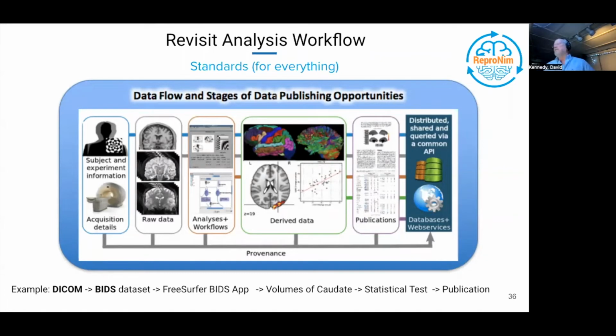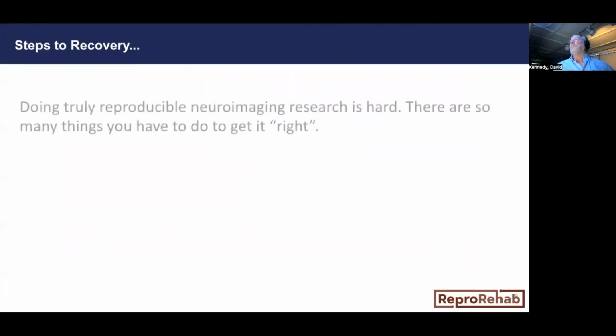So again, this is a more pictorial representation of the very complex workflows that we tend to use, from data acquisition to analysis, through derived data, through the publication, and then the transformation of DICOM data into BIDS data, into a FreeSurfer BIDS app, into a container that runs that, into the volumes of a structure, into the statistical test and the publication of the results. And then the ReproNim re-executable version of these kinds of things is a set of tools that just mildly alter how we would have done that in the first place.